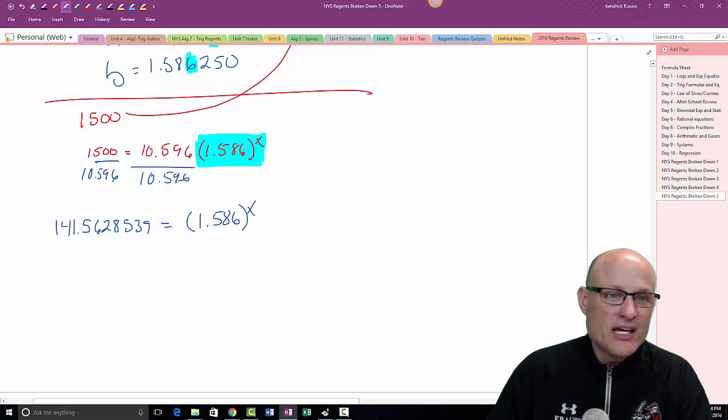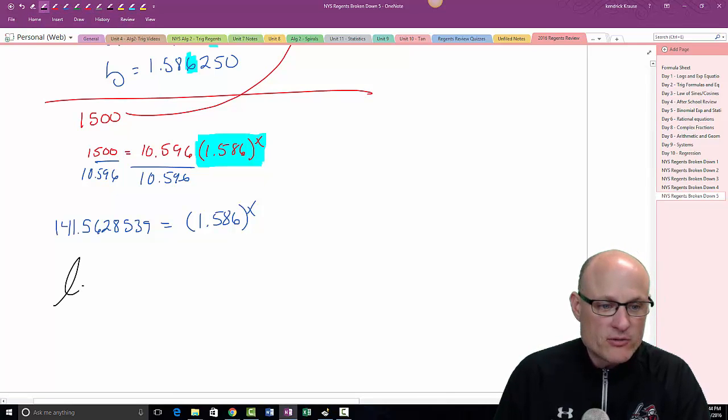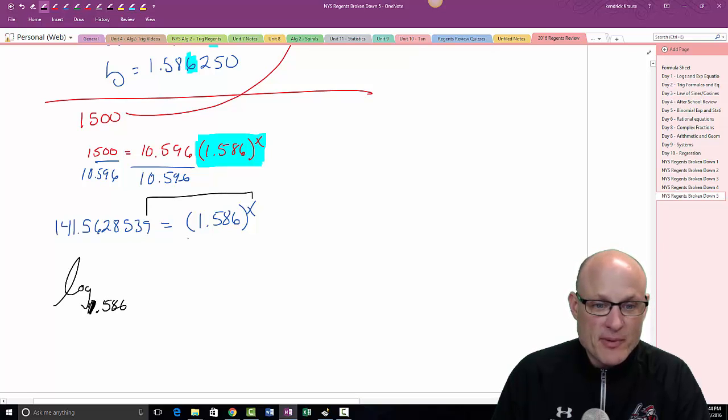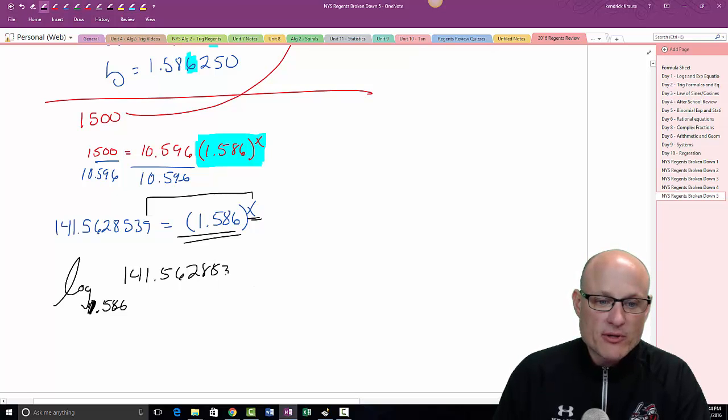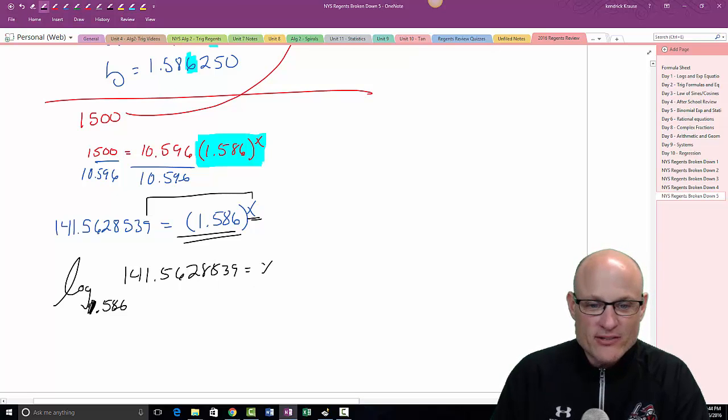1.586 to the x. It's all about that base, about that base, about that base. So we're going to do log, and it's going to be 1.586. That's a 1 right there. These two things switch, right? This is the base now with x. Now the base and the exponent switch. So log base 1.586 of 141.5628539. Doesn't matter what they are right there because I'm going to use my calculator accurately. That is equal to x.